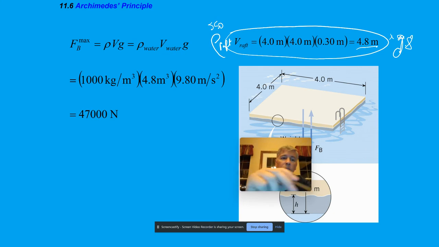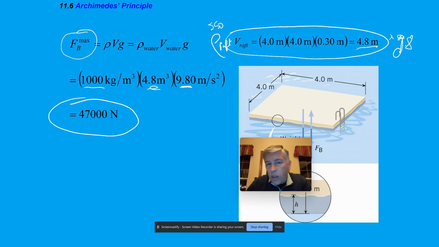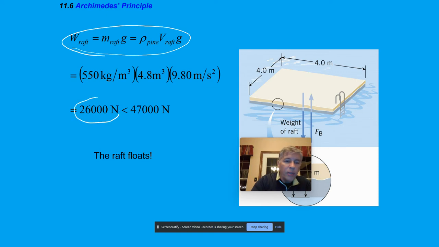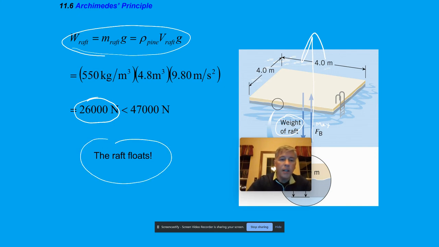So here's another neat thing. If you notice on this slide, I'm finding the maximum buoyant force. The maximum buoyant force is the 1,000 times that 4.8 times 9.8. So if all of the raft was in the water, it would have a buoyant force of 47,000 newtons. But I should probably flip these around. The weight of the raft is only 26,000 newtons. So since 26,000 newtons is smaller than 47,000 newtons, the maximum buoyant force is actually larger than the weight of the raft, and therefore it floats. So, ta-da, that's another way to do it.